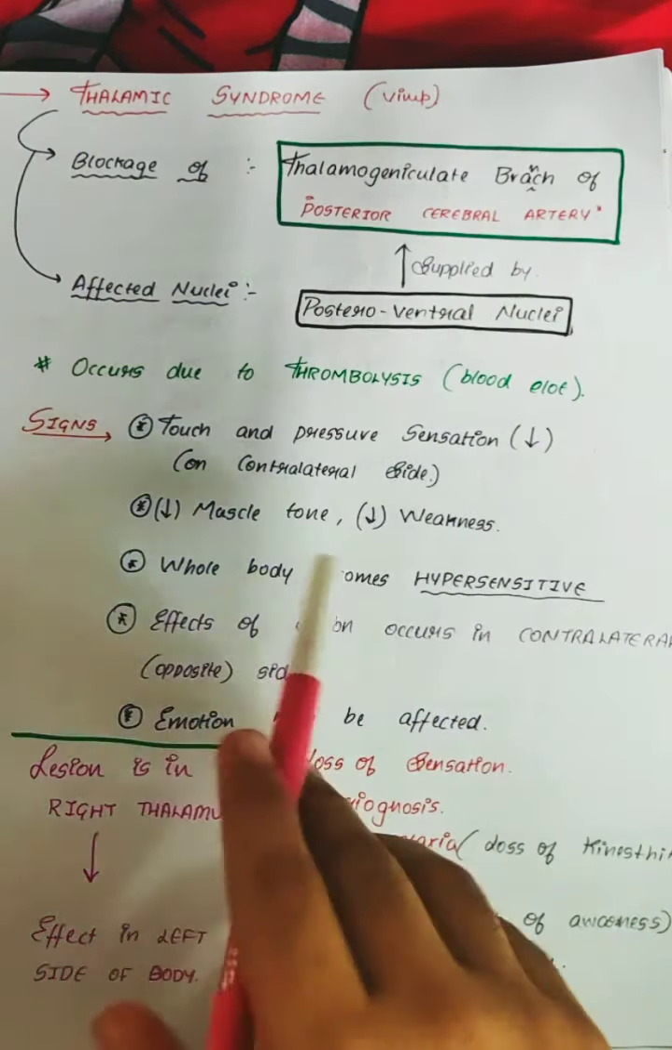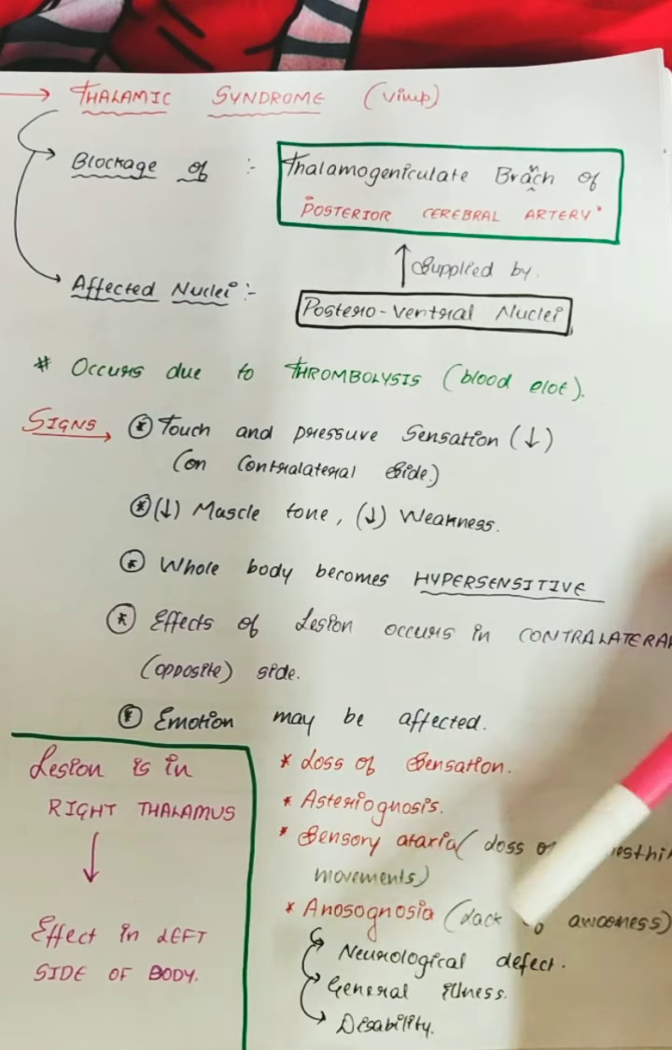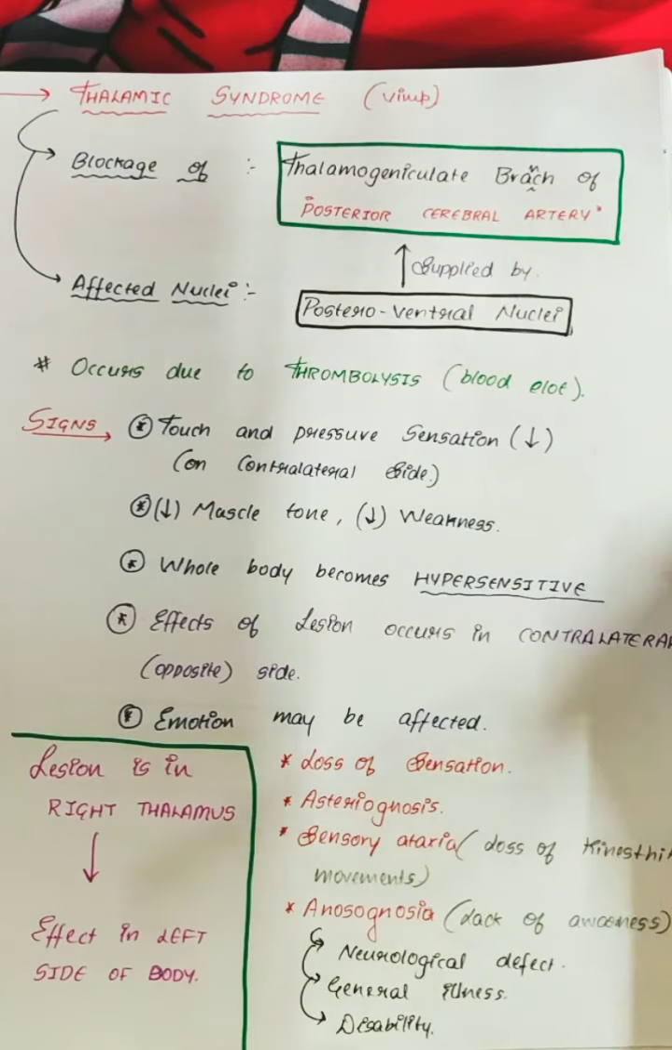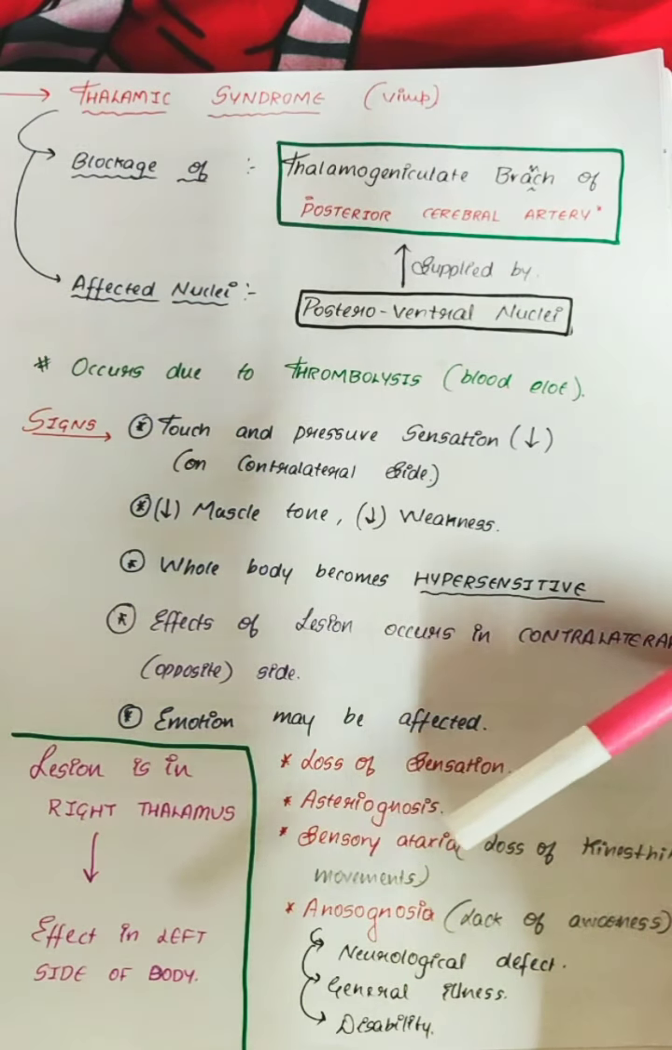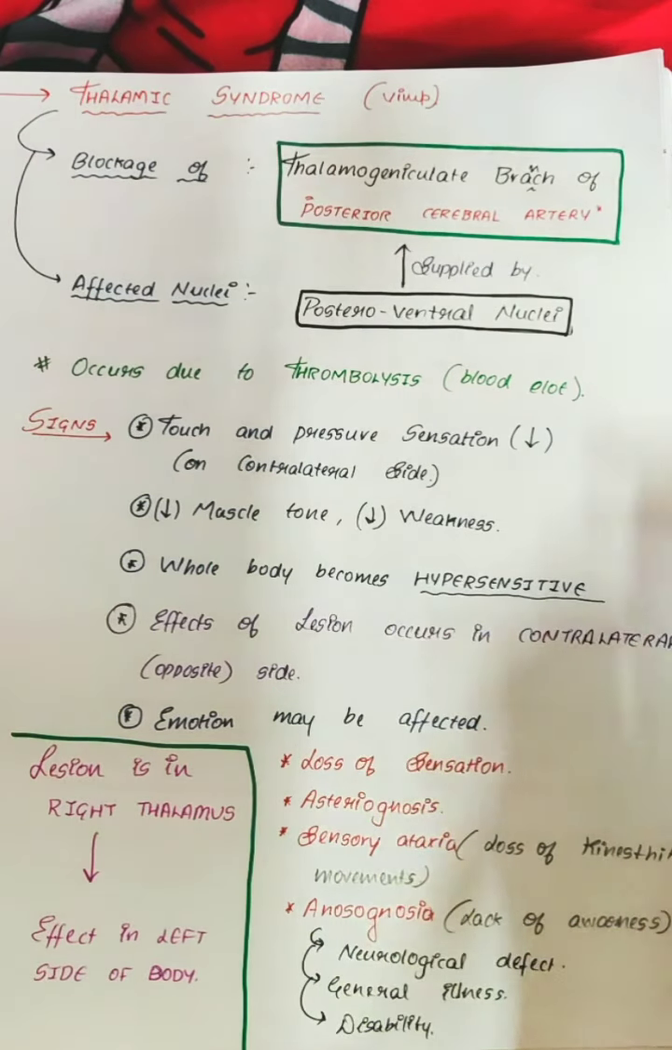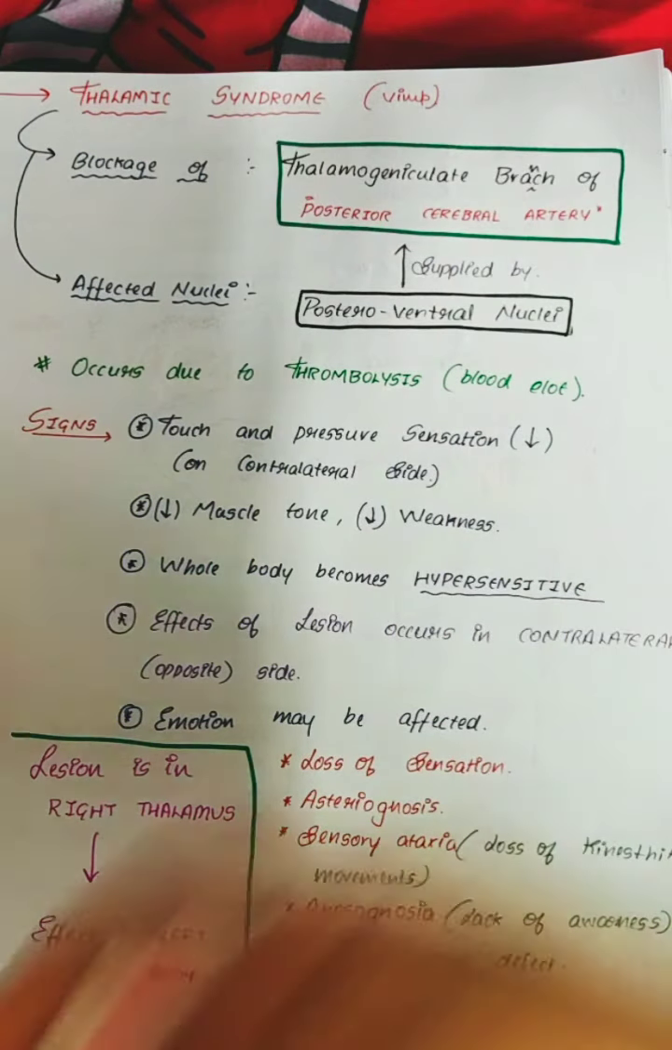Emotions also may be affected. There will be loss of sensation. Astereognosis means he is unable to identify a known object with closed eyes. Then sensory ataxia, he'll be losing all his kinesthetic movements. Anosognosia means lack of awareness, like he won't be aware of what is taking place beside him.